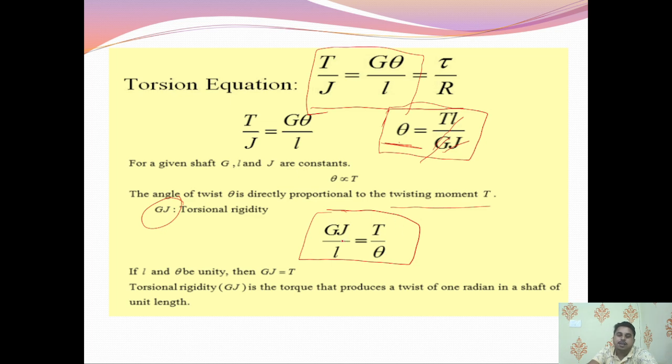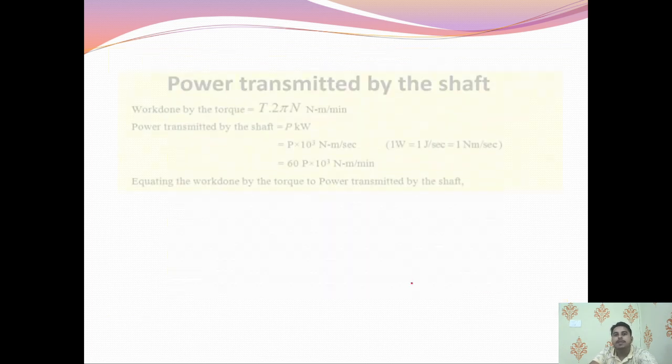So GJ divided by L is equal to T divided by theta, where if L and theta are 1, then torsional rigidity is directly proportional to the torsion or torque that produces a twist of 1 radian in a shaft of unit length. Okay, next.